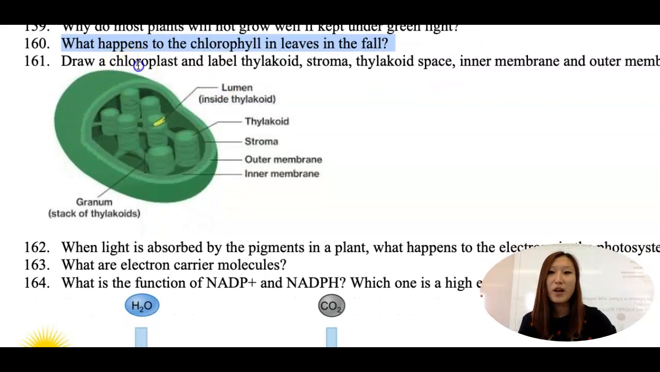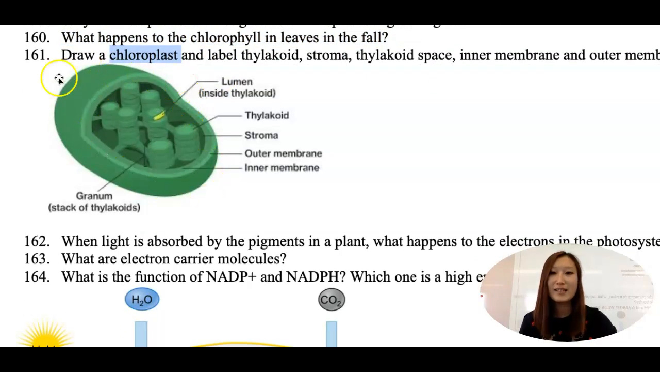The next one is different parts of chloroplast. So the chloroplast has an outer membrane and an inner membrane, just like mitochondria. So you really want to make sure that you understand photosynthesis and cell respiration enough, and don't get the two confused, because there are a lot of similarities between the two.